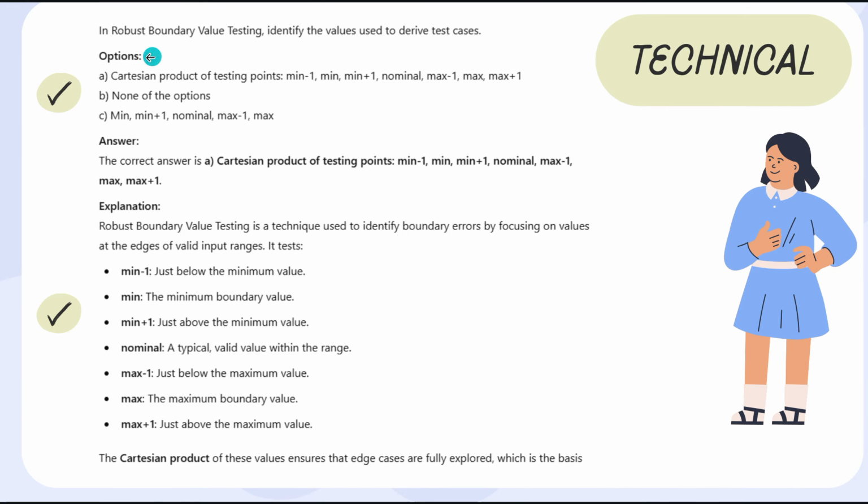This question is from technical. In robust boundary value testing, identify the values used to derive the test cases. That is Cartesian product of testing points min minus 1, min plus 1, nominal and max minus 1, max plus 1. Yes, right. This is the correct answer. In robust boundary value testing, these are the derived test cases. The explanation is over here because min minus 1 is just below the minimum value. Min means on boundary value. See this. The Cartesian product of these values ensures the edge cases are significantly explored on which is the bias. Okay, let us go into the another question.